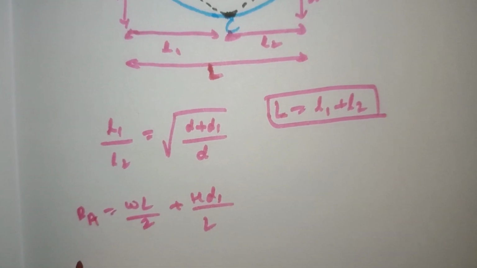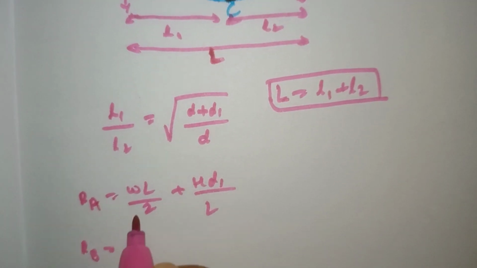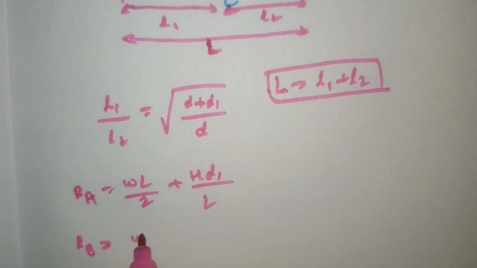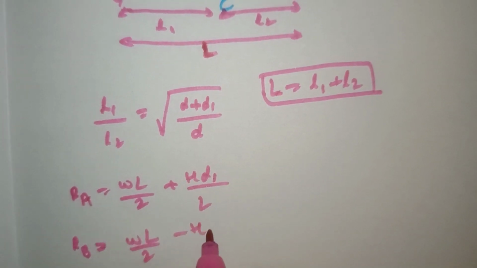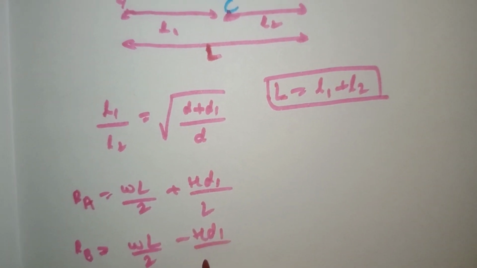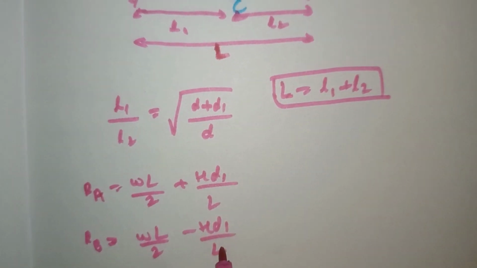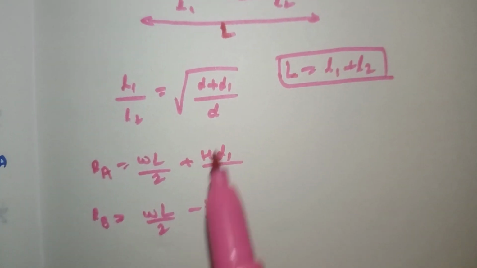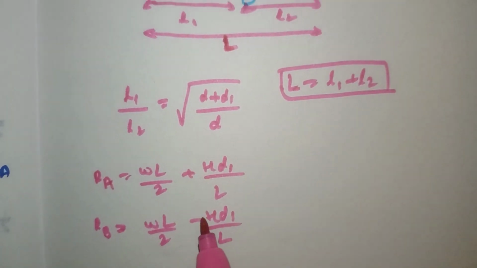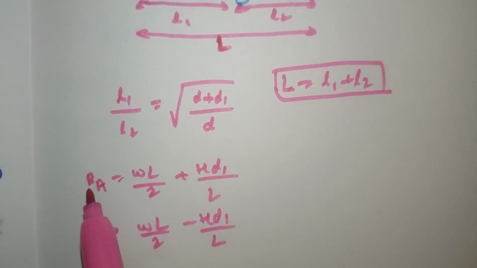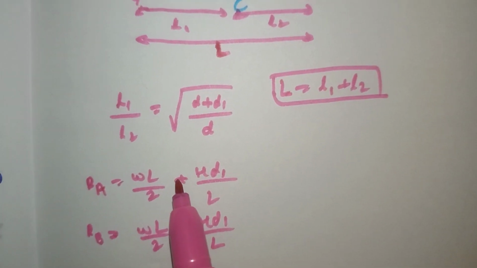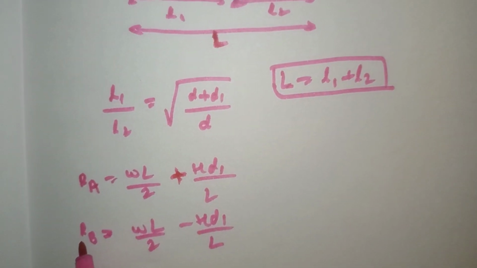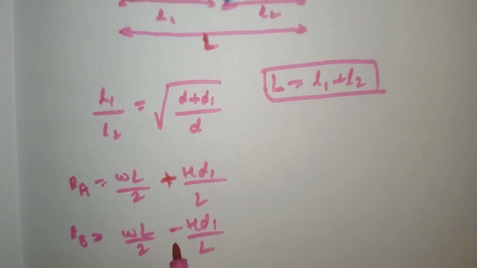For finding RB the formula is the same, only here a negative sign comes, that is WL by 2 minus H D1 divided by L. So this is the formula for calculating RB. The only difference is the sign. For calculating RA we put the positive sign, and for calculating RB we take the negative sign.